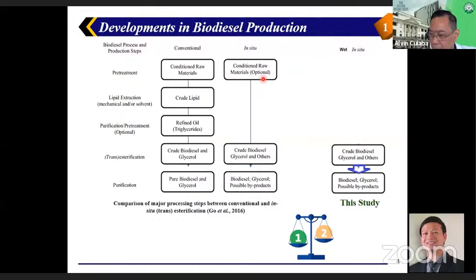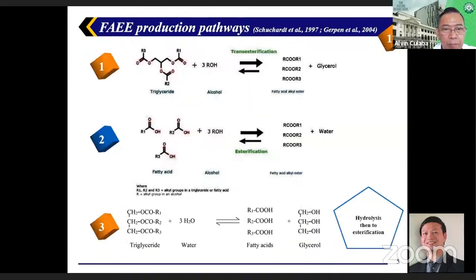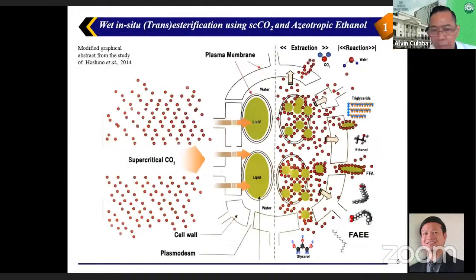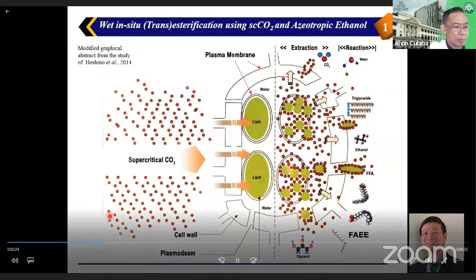Further lowering of the initial investment cost and reduction of overhead cost could possibly be achieved by eliminating the pretreatment steps, which is proposed in this study. In effect of the introduction of isotropic ethanol and wet feedstock, transesterification and esterification, that is with prior hydrolysis, may occur simultaneously in the process.